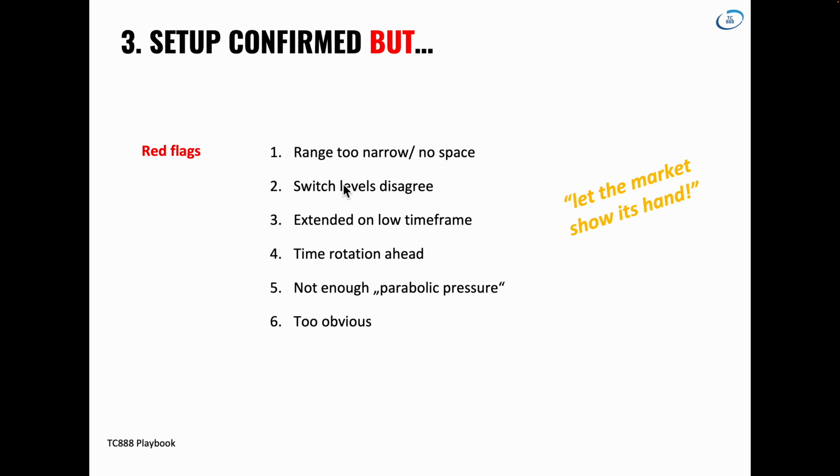Second point, switch levels disagree. That comes down to market structure. I will show you this. The switch levels are what I'm looking at to define the bias across all time frames. On the lower time frames, if you have switch levels in your back, that's what you want to have. If you have the switch levels in front of you, then you have to wait until they flip. Otherwise, this might just directly turn on you. Then it might be extended on the low time frame. So you always want to have the switch levels in your back, but they need to be close.